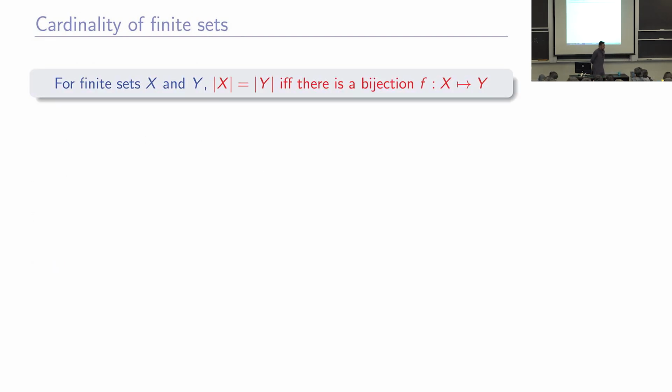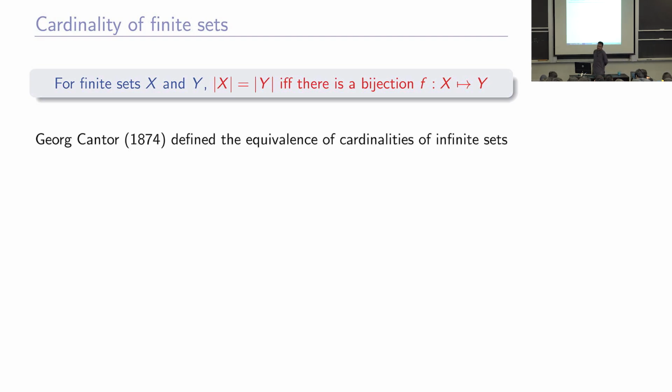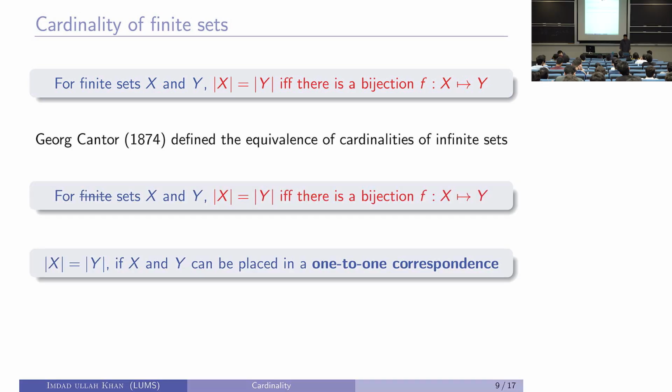This is the definition for finite sets. For finite sets, the theorem is that the cardinalities of two sets are equal if and only if one can establish a bijection between them, right? This is what Cantor used to define the equivalence between cardinalities of infinite sets, right? All he did was just erase the word finite from that. He said, for any two sets, the cardinalities are equal if and only if there is a bijection between X and Y. With this view, I have now defined when two cardinalities are equal, right? So let's see those two things again.